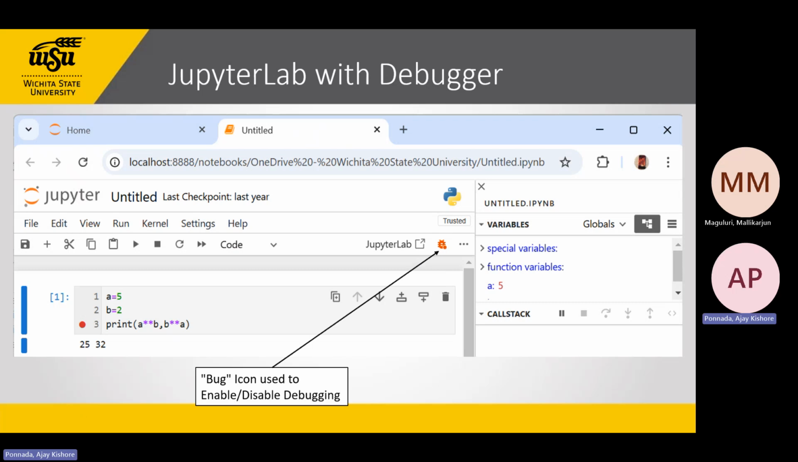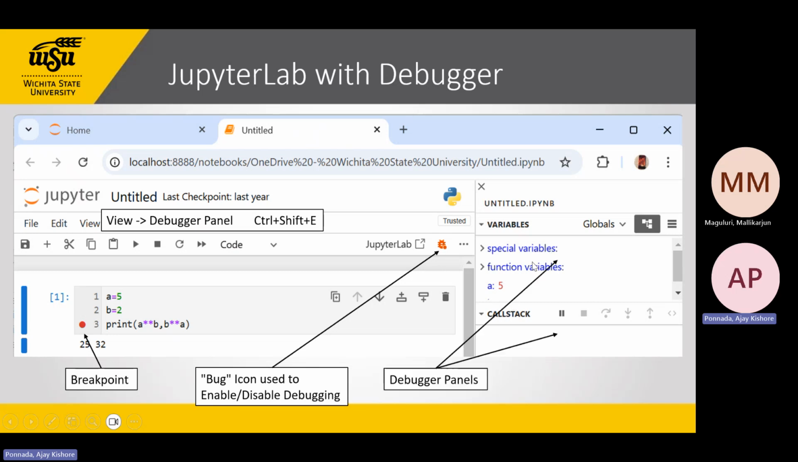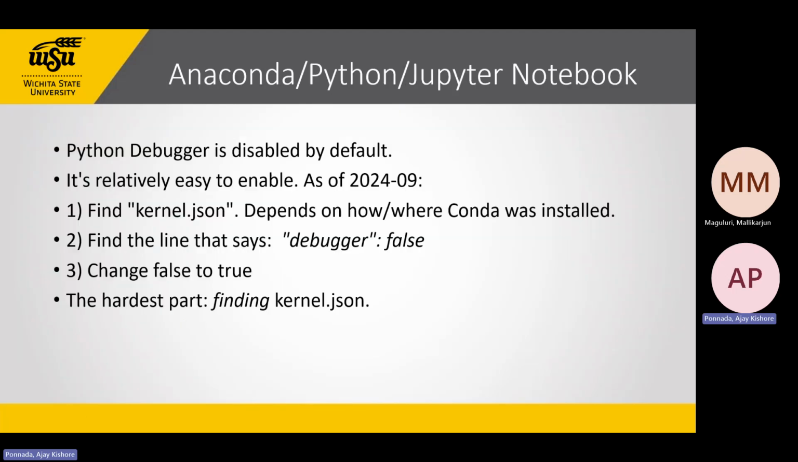The bug icon is used to enable or disable debugging. Then you view the debugger panel, and this red dot is the breakpoint. We have a GUI, a graphical user interface, to show the function variables, special variables, and everything you need to see. You can see it from this tab right there. And yes, that's the debugger panel.